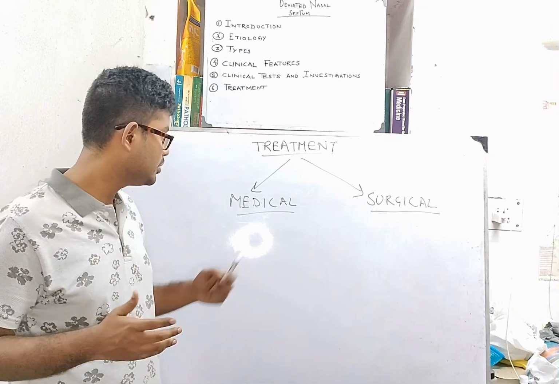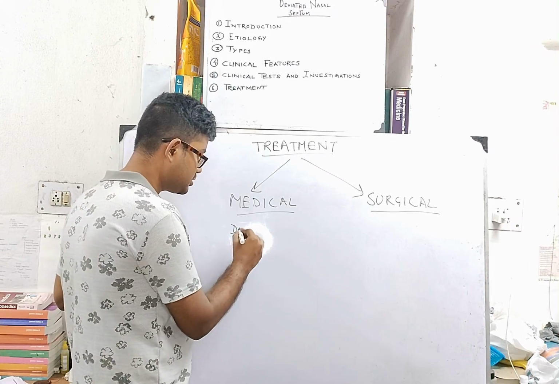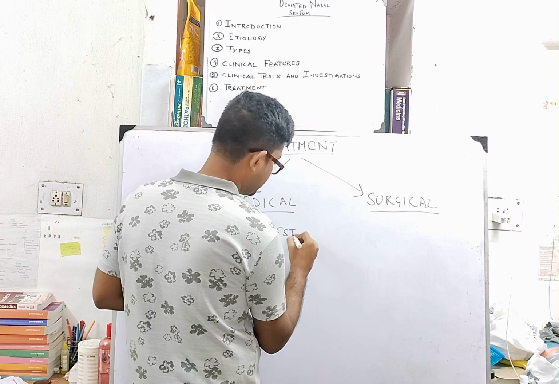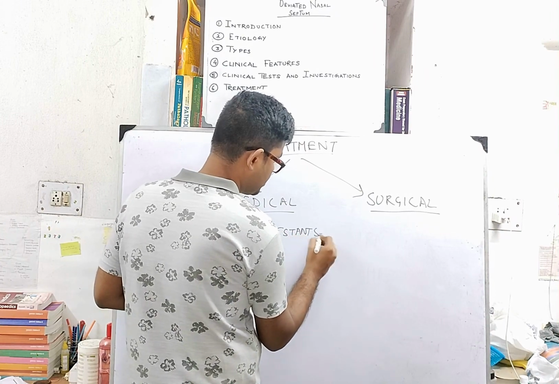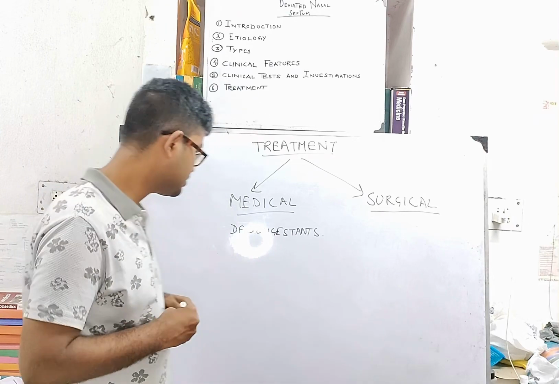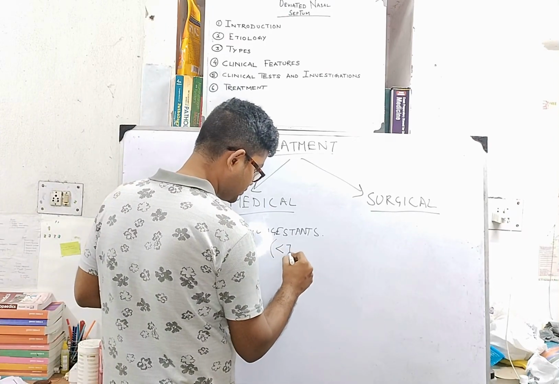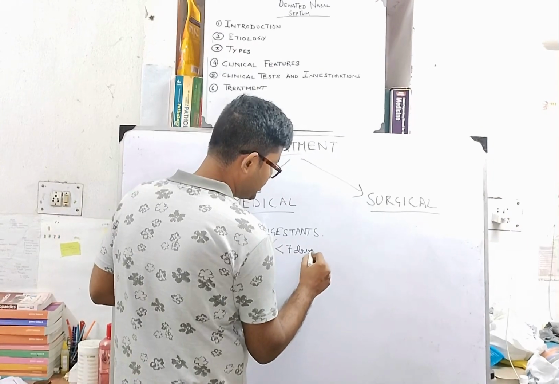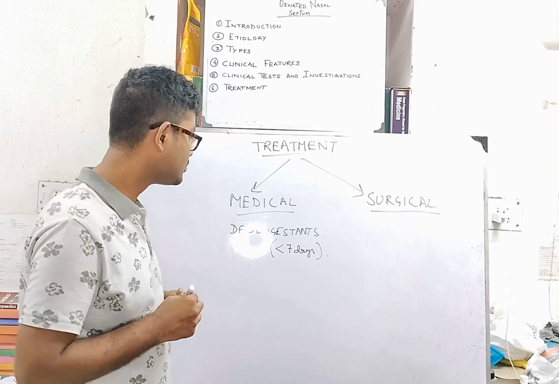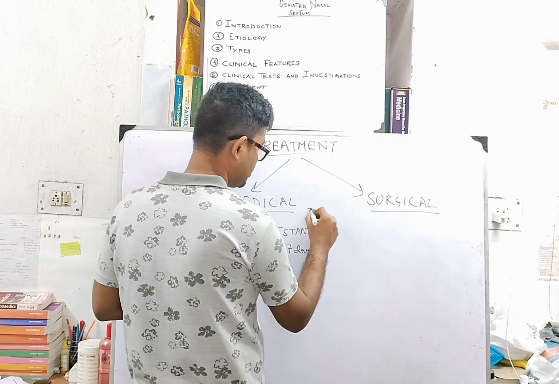So for that we need a medical treatment with decongestants initially. We must remember that decongestants like xylometazoline or oxymetazoline should not be used for more than 7 days, because that may cause rhinitis medicamentosa. And of course we can also use intranasal corticosteroids.